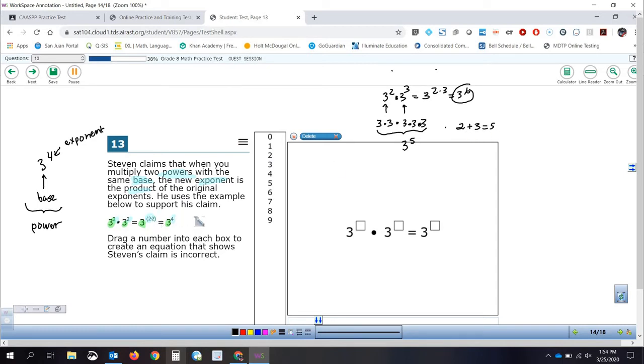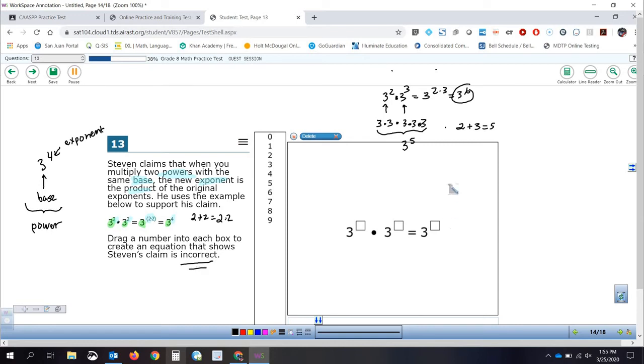That's why this one was unfortunate, because as you guys know, 2 plus 2 is the same as 2 times 2. So he got the right answer the wrong way. All right, so what did it ask us to do? It says drag a number into each box to create an equation that shows that his claim is incorrect.